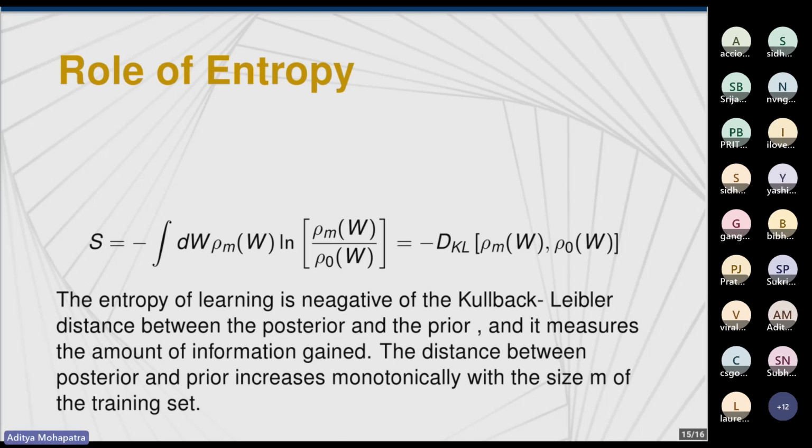And the increase in entropy tells about how much information you have lost, and a decrease in entropy informs you about how much information you have gained. And as expected, if you increase the training size, the distance between posterior and prior probability increases monotonically, and you gain more information. The larger your training set is, the more information you have about the data and the model. Is this slide clear to everyone?